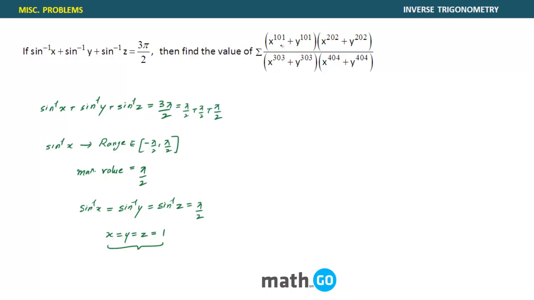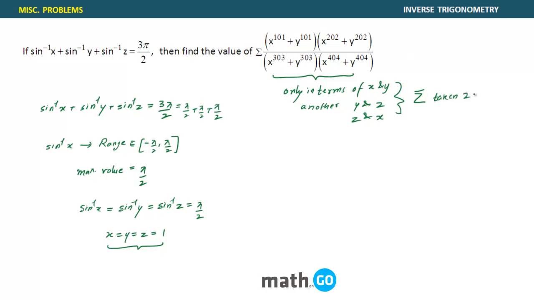So now, why is the summation there? You can see there are long values here. But this statement is cyclic in nature because this is written only in terms of x and y. So there will be another term which contains y and z, and there will be another term which contains z and x. That is why the summation sign is given. So this is basically summation taken two at a time. This is what you can understand out of this.